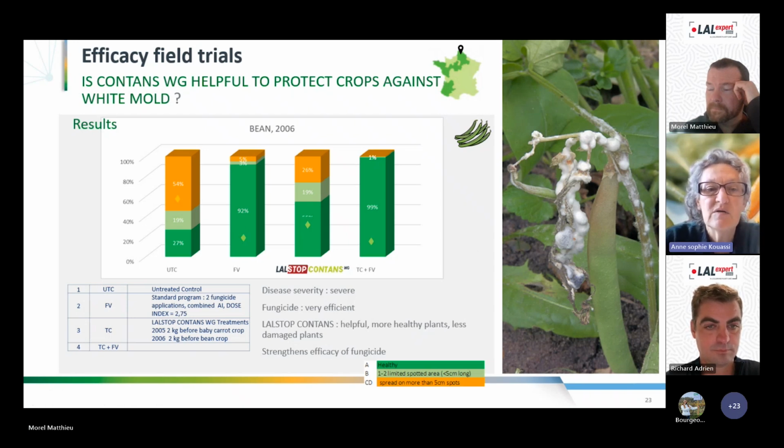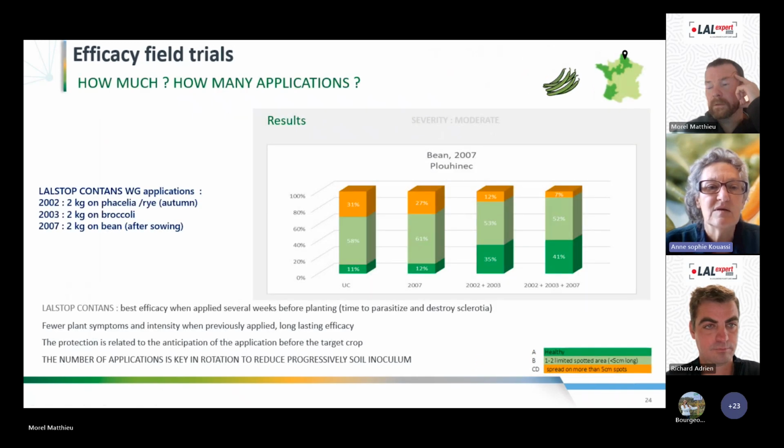But with Contans only, sprayed the year before and then just before the bean crop, so two applications in 2 years, there was a very good enhancing of the health of the plant. There were more healthy plants and fewer damaged plants. And evidently, with the combined applications of Contans and then fungicides in vegetation, you can see that almost 100% of the vegetation is healthy and very healthy. So this sums up the results that we often get with Contans.